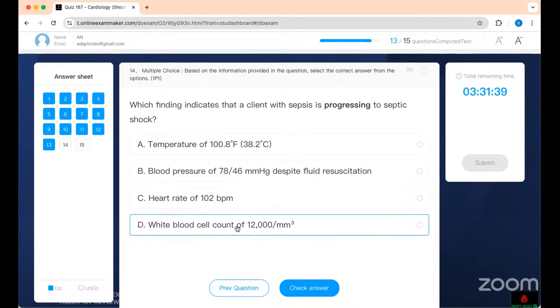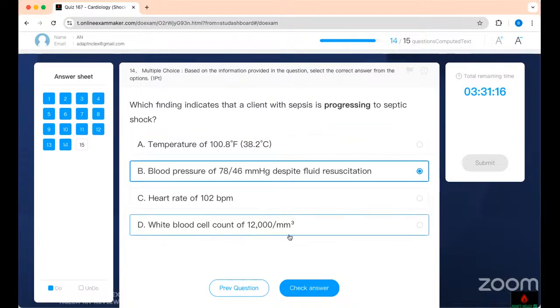And the white count of 12? It does not either. Sepsis can make your heart rate go up. It can make your blood pressure go up. No, your blood pressure goes down. And then the white count goes up and your temperature goes up. But when you become severely hypotensive, you've developed what we call septic shock. And that is your clue. So this is your right answer.